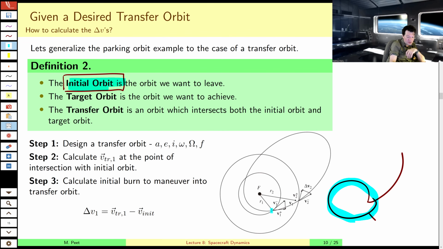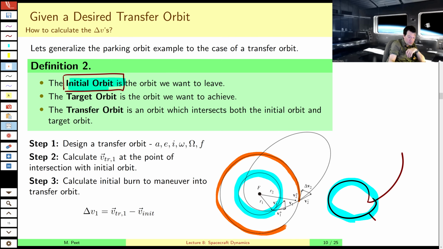Here it's also color coded. We've got an initial orbit. We have a target orbit. That's where we want to be. Let's color code it here. And then we have the transfer orbit, which is how we get from the initial orbit to the target orbit. So three different orbits.